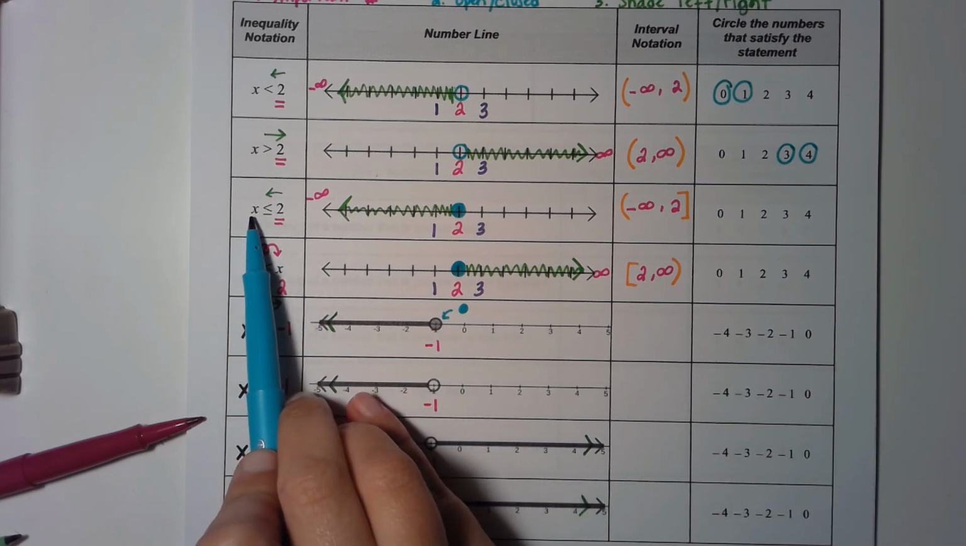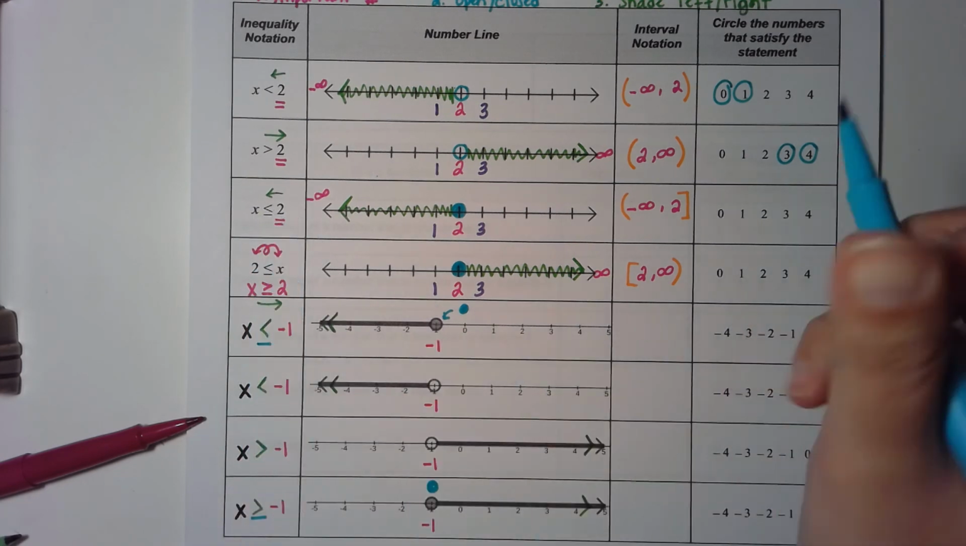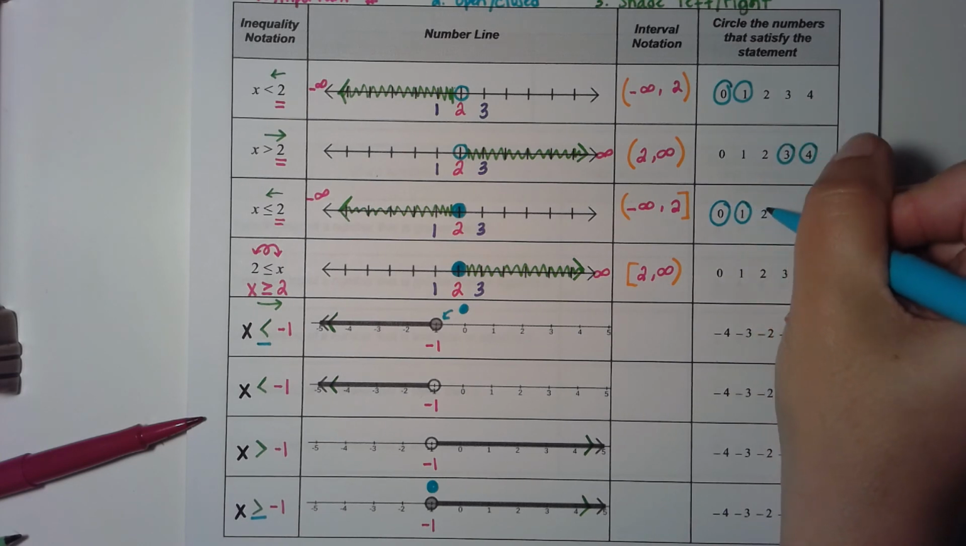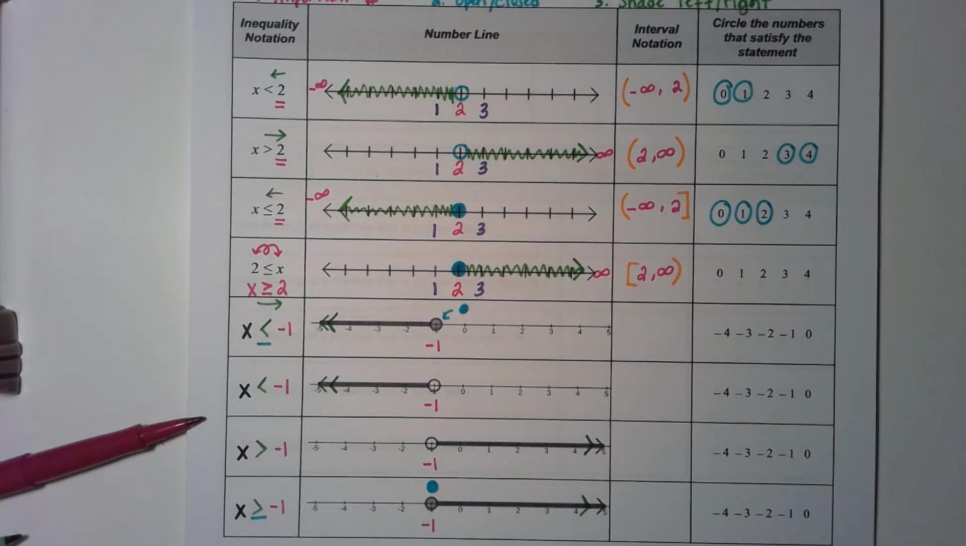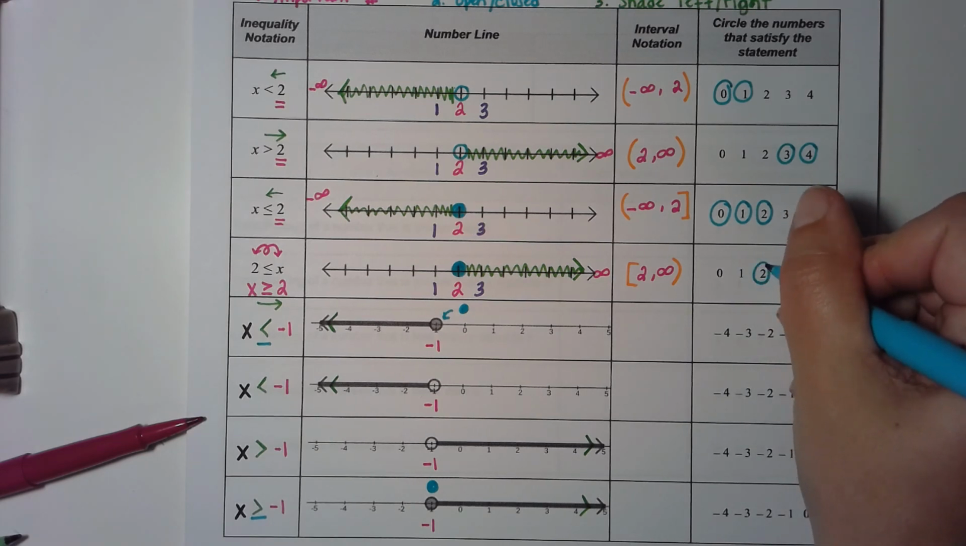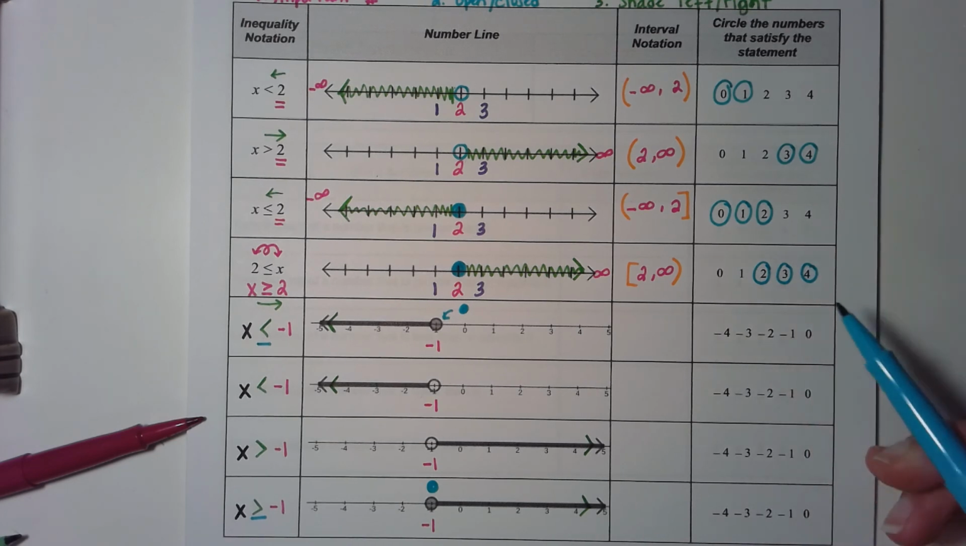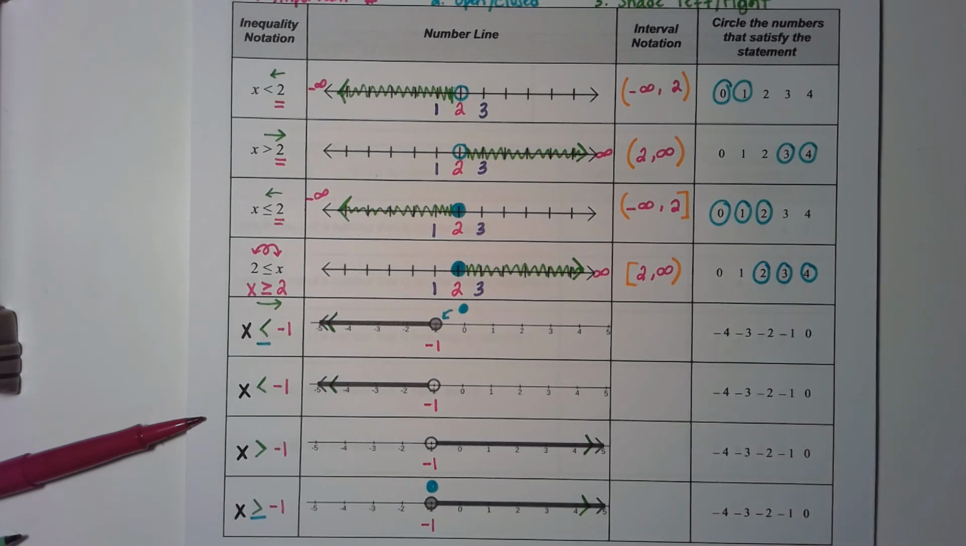For the next one, I want all the numbers that are less than or equal to 2. So I would circle the 0, the 1, and the 2 because this time it is a closed circle. And if I want all the numbers that are greater than or equal to 2, I would circle the 2, the 3, and the 4. And this time the 2 is included because it's a closed circle.